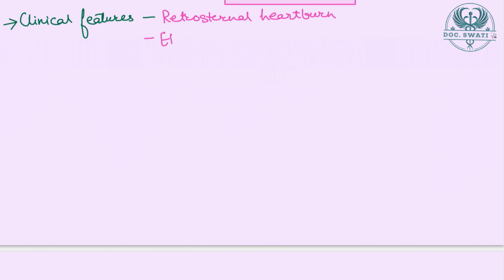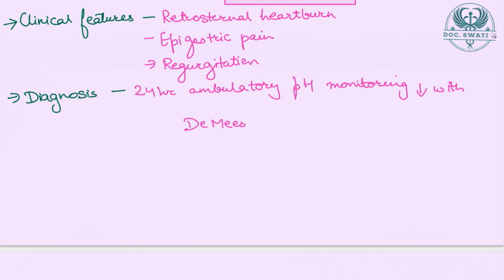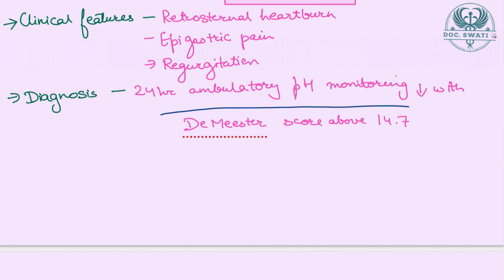Now let's talk about the clinical features. The clinical features of GERD include retrosternal heartburn, epigastric pain, and regurgitation. Diagnosis involves 24-hour ambulatory pH monitoring with a DeMeester score above 14.7, which indicates GERD.